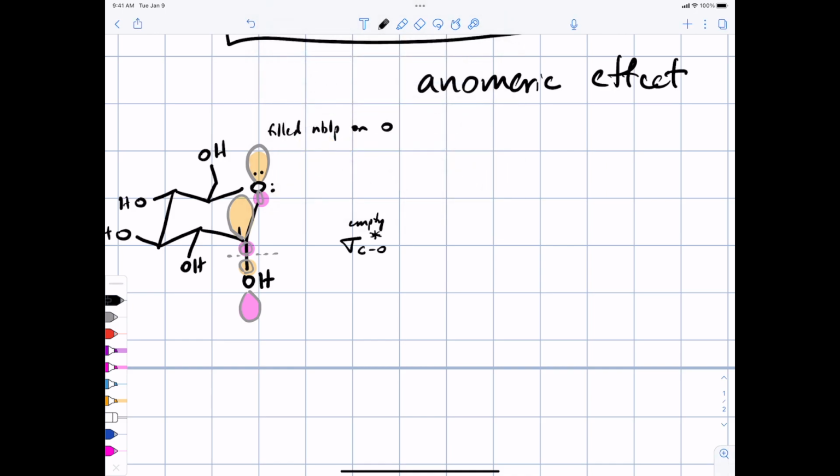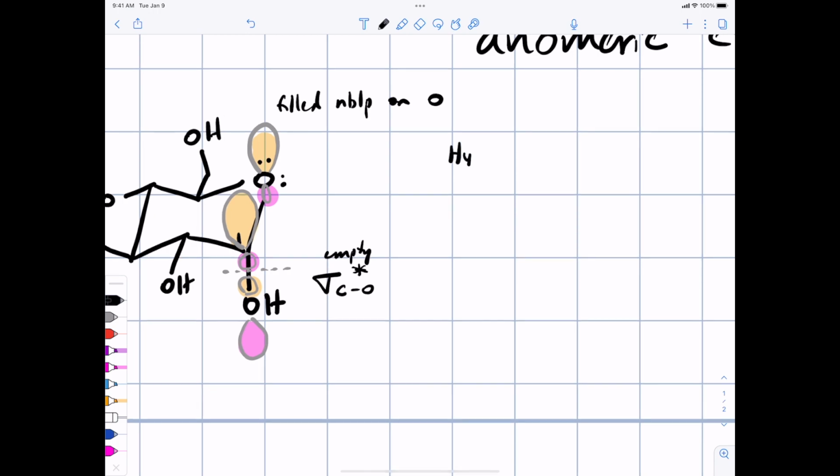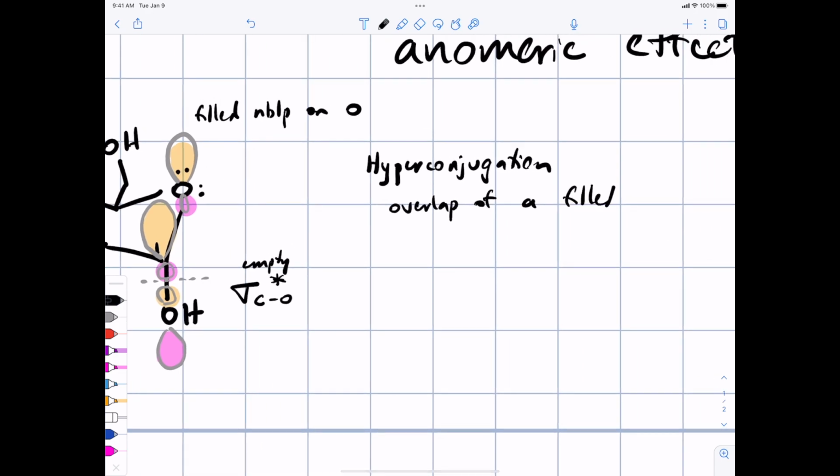What I'm going to talk about now is a concept that you would have learned a little bit in 351, possibly. Some of my colleagues talk about it, others don't. Hyperconjugation is overlap of a filled orbital, a high energy filled orbital, with a relatively low energy empty orbital on an adjacent atom in the same molecule.